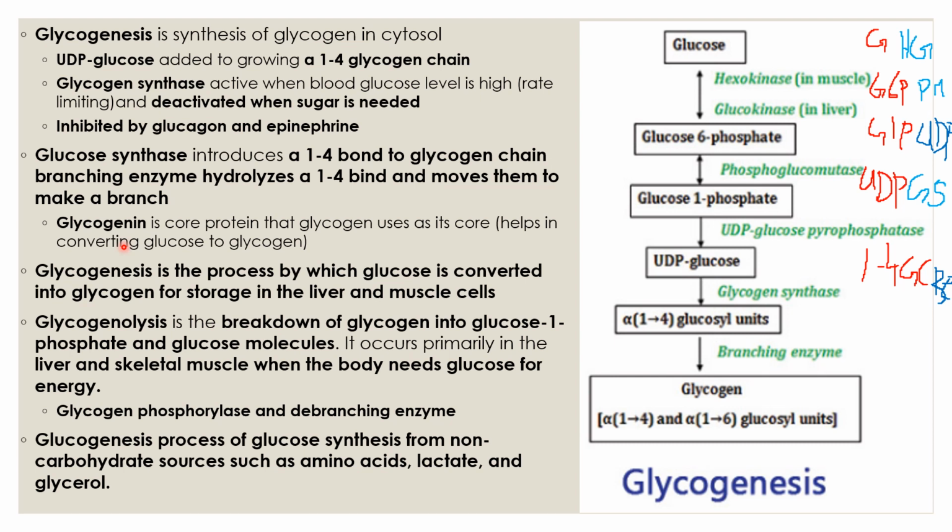And then we have the last process, gluconeogenesis. Alright, gluconeogenesis is the process of glucose synthesis from non-carbohydrate sources such as amino acids, lactate, or glycerol. I want you to think of gluconeogenesis as like upside down glycolysis. Alright, so it starts from pyruvate and makes its way to glucose. Alright, it's not literally an opposite of glycolysis, but that's the easy way to just think about it.